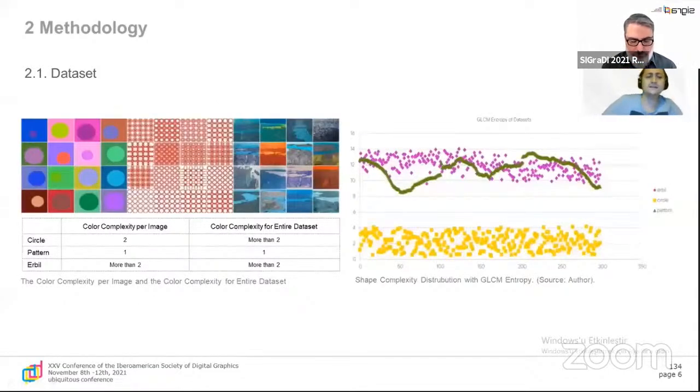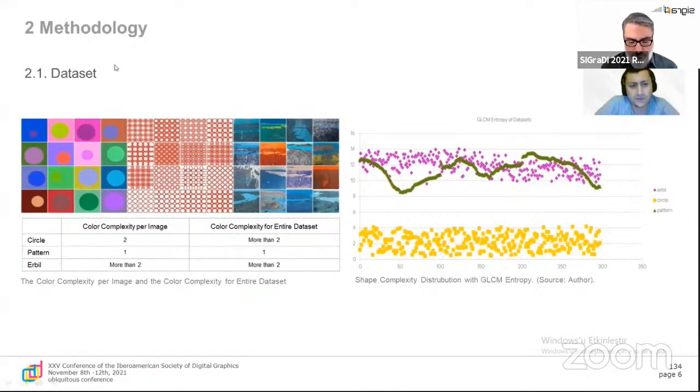Here is the data set analysis of the color complexities and the shape complexities. For color complexity, heuristically, what I first did was count the number of colors per image. For example, figure and ground has only two colors for the circle data set, so the number is two. But for the pattern data set, each image has only one color, one red color. But in the Devrim-Ergüt data set, we have more than two colors.